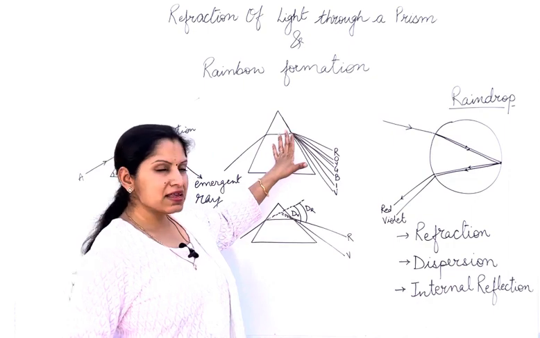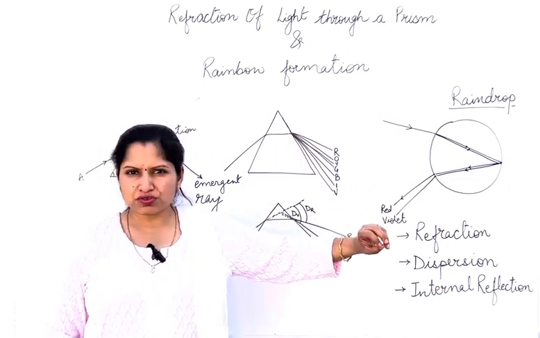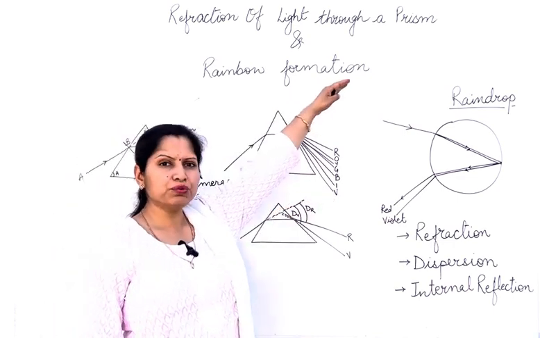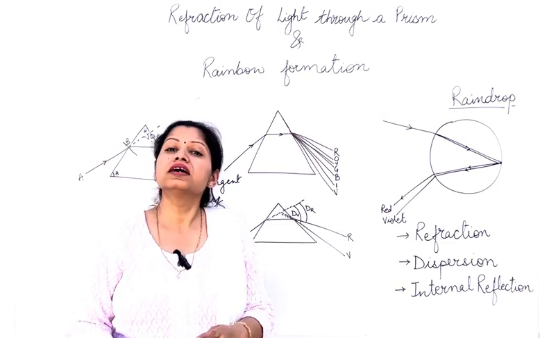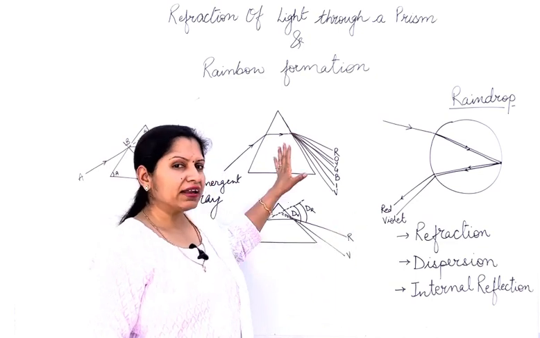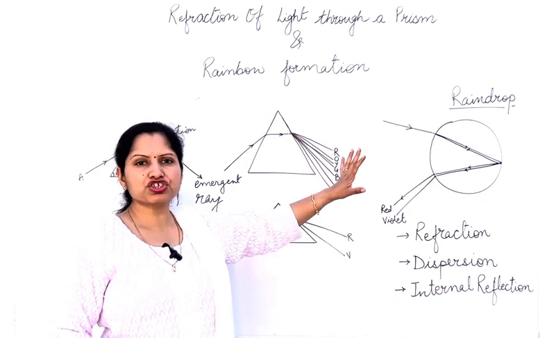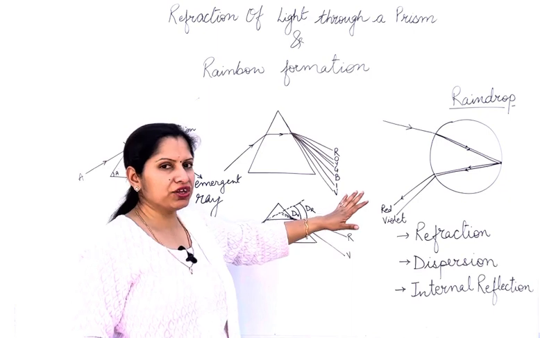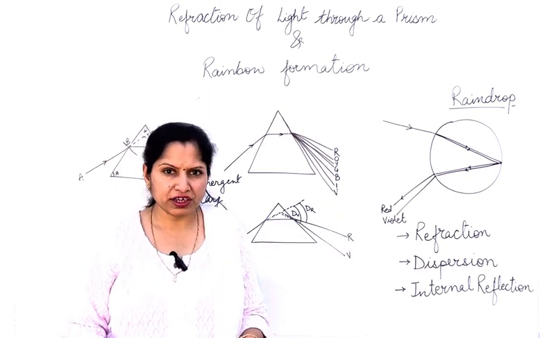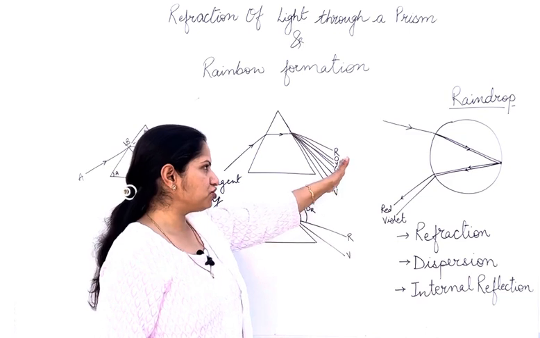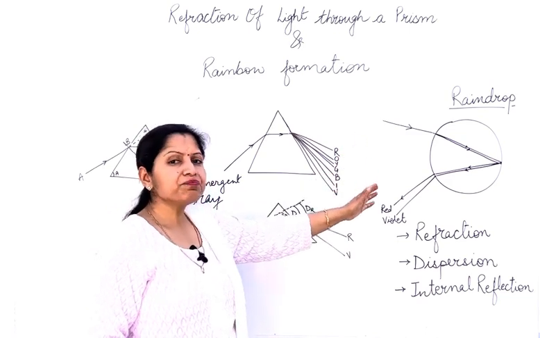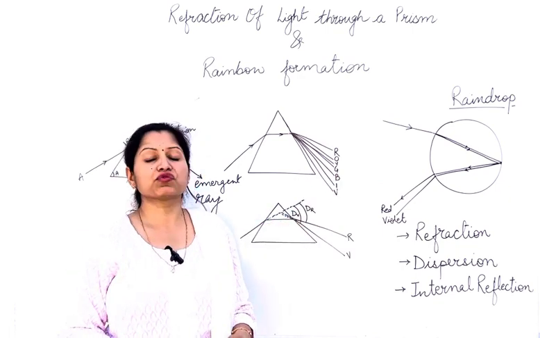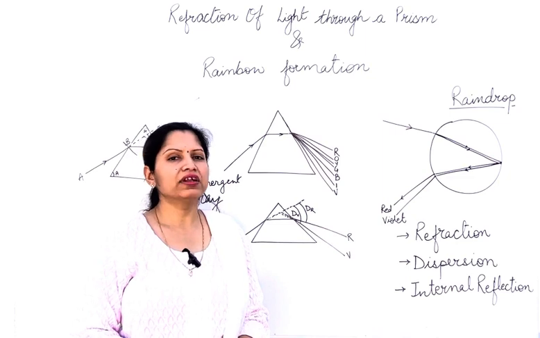Now, when a light ray passes through a prism, Newton first observed this phenomenon. It breaks up into its component colors, known as VIBGYOR. This phenomenon is known as dispersion of light. Dispersion of light means light breaks up into its component colors. White light is made up of VIBGYOR, and it breaks up into its component colors. This phenomenon is known as dispersion of light.